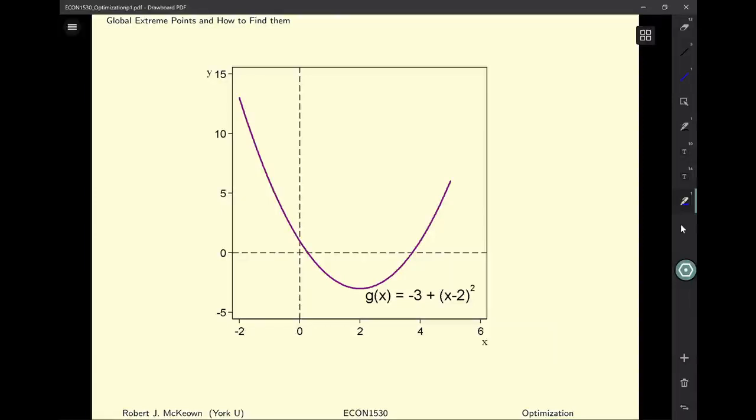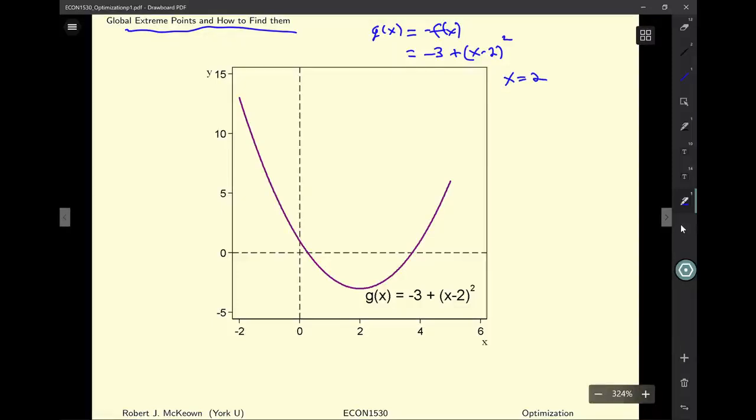Now let's look at this g of x function. We can see that it's essentially g of x is equal to negative f of x. And so g of x is equal to negative 3 plus x minus 2 squared. In this case, we're looking for a minimum. If we're looking for a minimum, then when x is equal to 2, g of 2 is equal to negative 3. And this is a minimum.